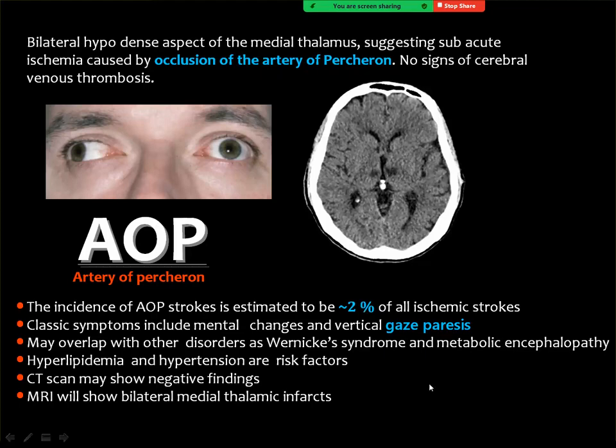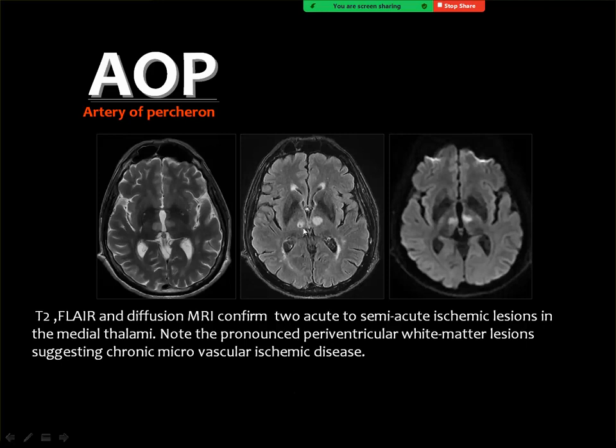It is seen, of course, in clinical practice, and it affects the vertical gaze of the patient and may simulate other disorders like Wernicke's encephalopathy and metabolic encephalopathy. Hyperlipidemia and hypertension are, of course, risk factors for occlusion of this artery. CT may show normal findings, but MRI will show bilateral medial thalamic infarctions in a characteristic appearance of occlusion of the artery of Percheron. And this is also the appearance.